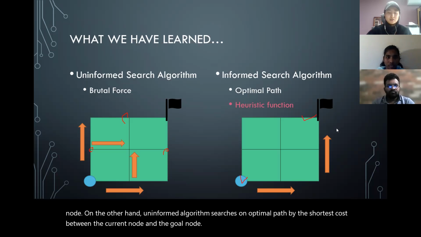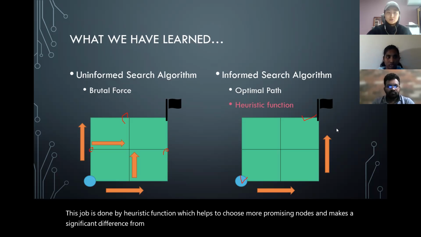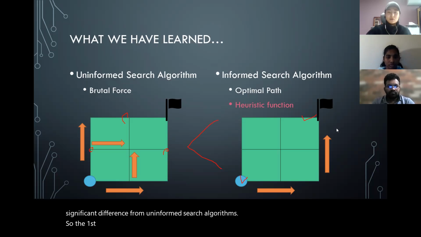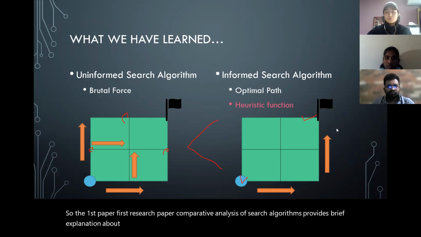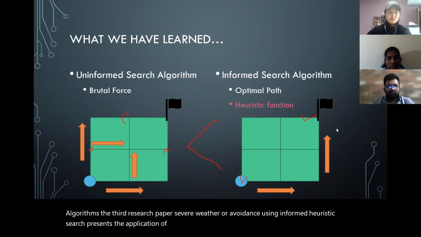This job is done by a heuristic function, which helps to choose more promising nodes and makes a significant difference from uninformed search algorithms. The first research paper, Comparative Analysis of Search Algorithms, provides a brief explanation about some informed and uninformed search algorithms. The third research paper, Severe Weather Avoidance Using Informed Heuristic Search, presents the application of an informed algorithm to free flight.